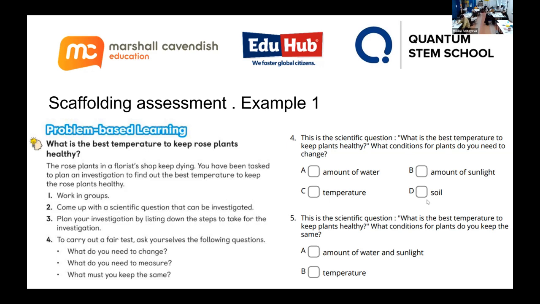So it also improves the inquiry. While they're designing the experiments, they are thinking also about the inquiry. What conditions for plants do you need to change? What conditions for plants do you keep the same? So these two questions are very simple. However, they improve the understanding of how to design the experiment for finding out what it does.